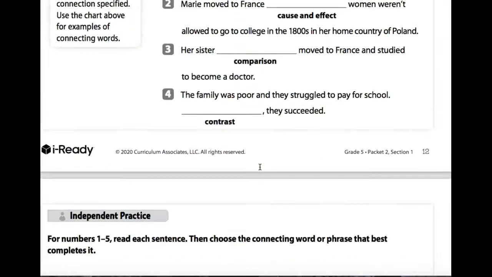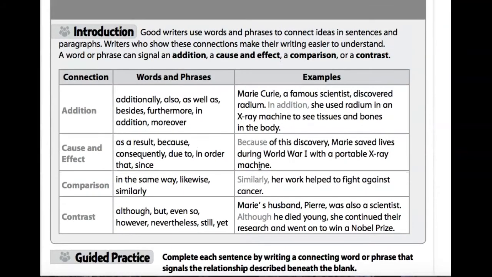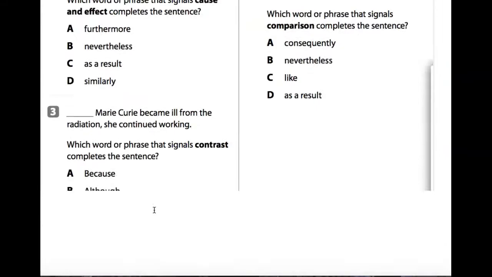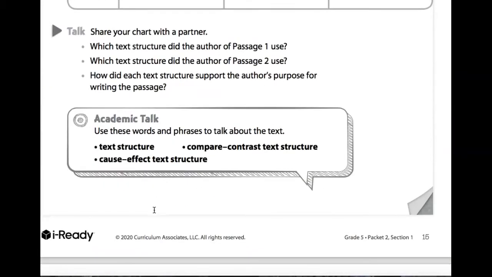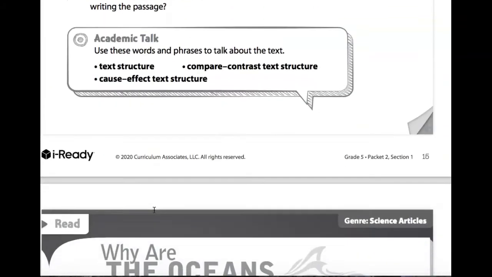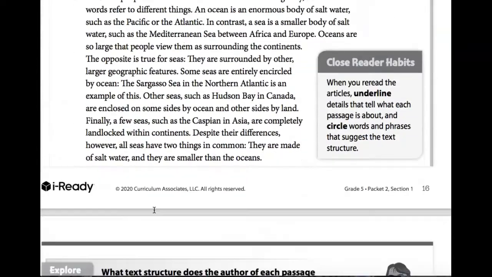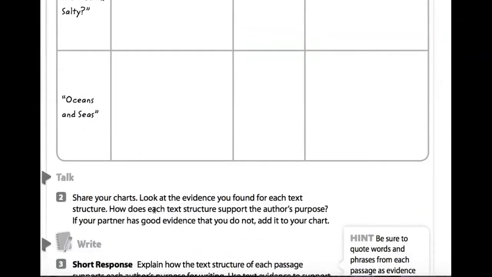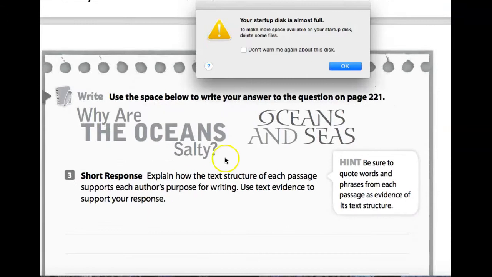And let's see up here, those are connecting words, cause and effect. You will see these. This will help you, comparison and contrast. So I would use all of those ideas to help you write this last part that you need to write. Okay?